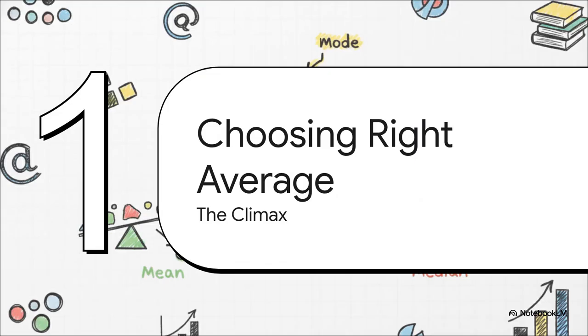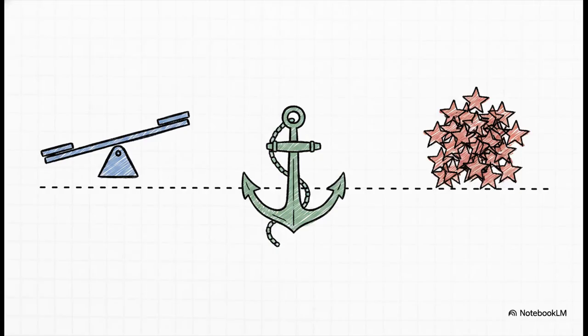And finally, Section 6, choosing the right average. So we've got the mean, the median, and the mode. But how do they actually relate to each other? And which one should Baiju the farmer use to figure out a standing?